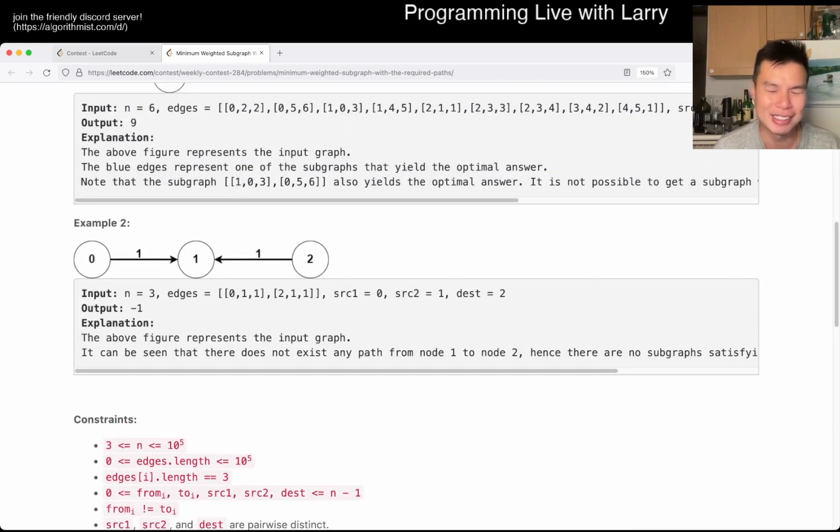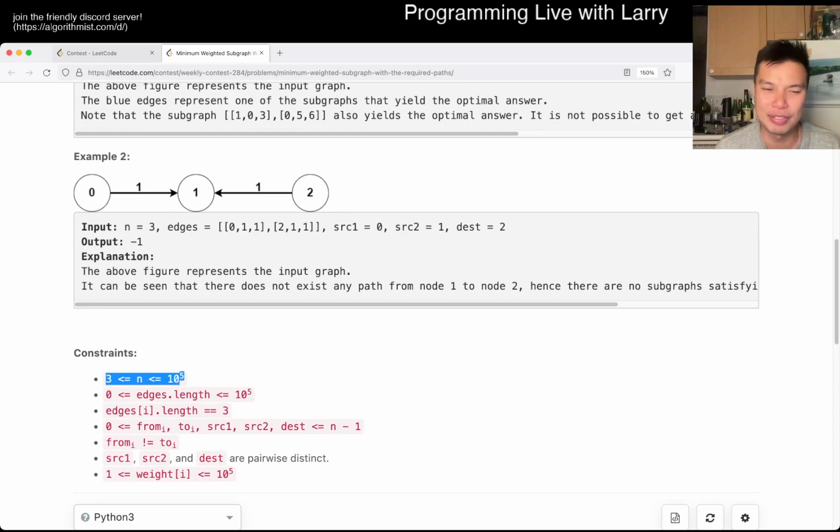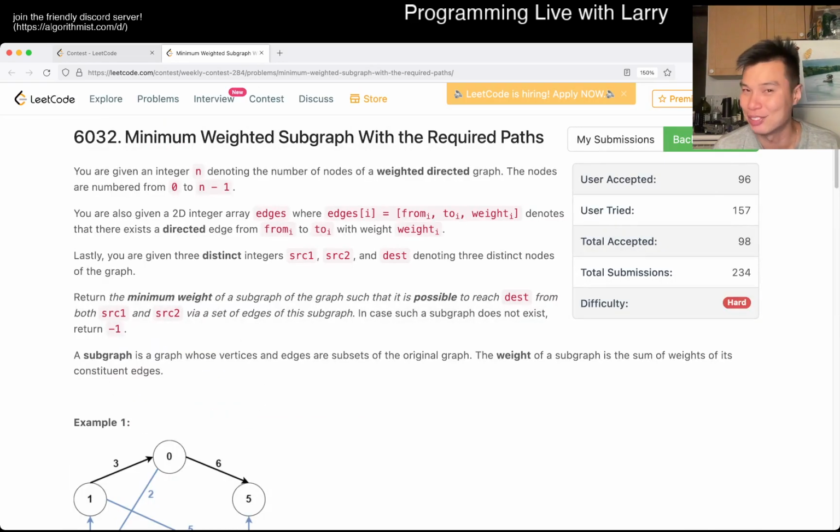But the first thing I noticed after that is that n is 10 to the fifth, and if you know anything about max flow, max flows are not fast. So it's not 10 to the fifth fast. So I ruled that out. You have to give it some thought.